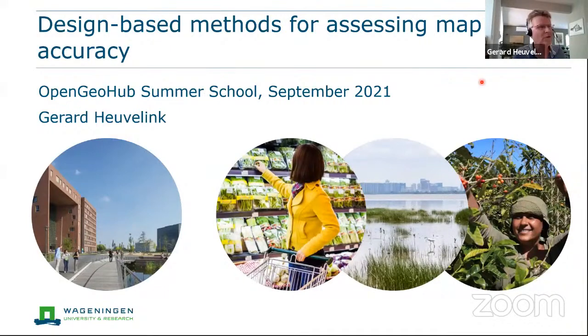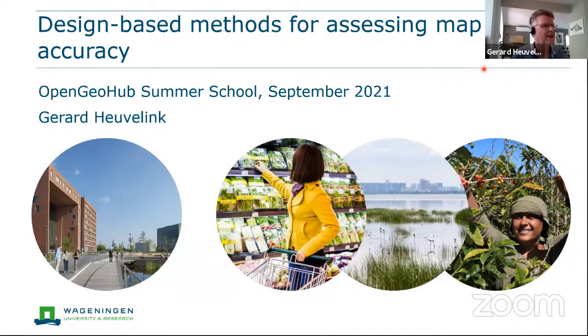And we'll be talking about assessing map accuracy during this lecture. There's a lot I want to tell you, so better get started. If you have questions, put them in the Mattermost chat, and Hannah will collect them. Hopefully we'll have time towards the end to answer them all. If not, I'm sure I will do that afterwards.